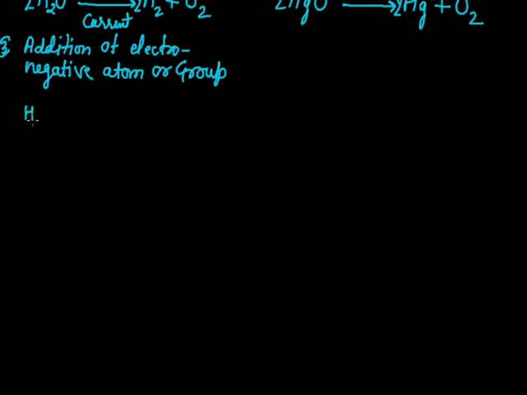Now we can take the example H2 plus Cl2. In the presence of light, which we can represent by h nu, it converts into HCl. In this reaction, we put an arrow from hydrogen to hydrogen. Before the reaction, hydrogen is free of chlorine, that is, free of an electronegative atom, because chlorine is an electronegative atom. But after the reaction hydrogen is bonded with an electronegative atom. So there is addition of an electronegative atom, and we can say that this reaction is an oxidation reaction, because addition of an electronegative atom is known as oxidation.